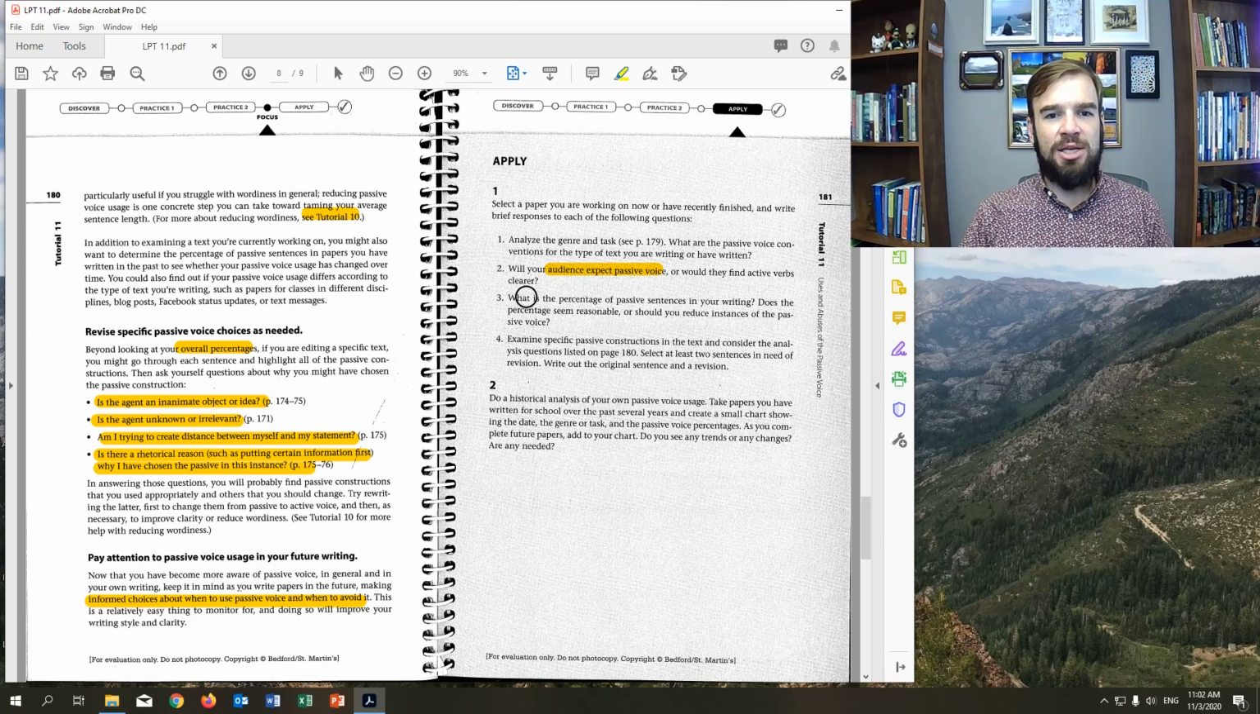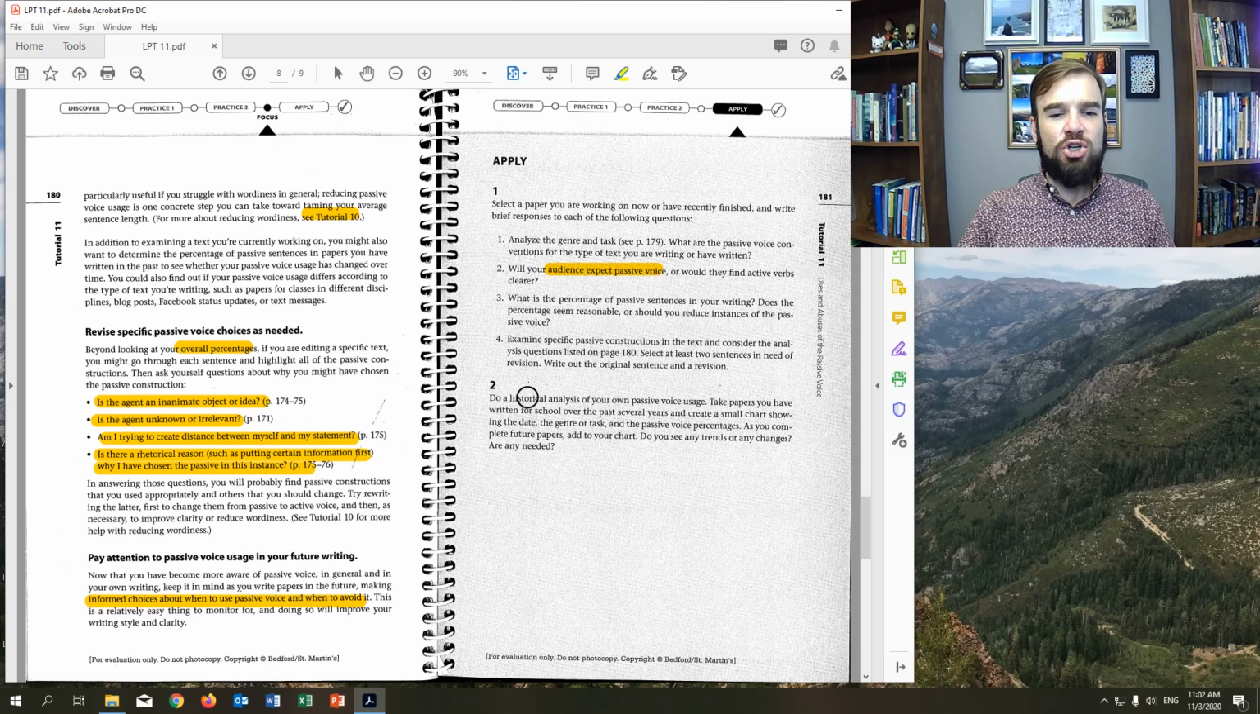3, what is the percentage of passive sentences in your writing? Does the percentage seem reasonable, or should you reduce instances of the passive voice? Finally, examine specific passive constructions in the text and consider the analysis questions on page 180. Select at least 2 sentences in need of revision. Write out the original sentence and a revision.